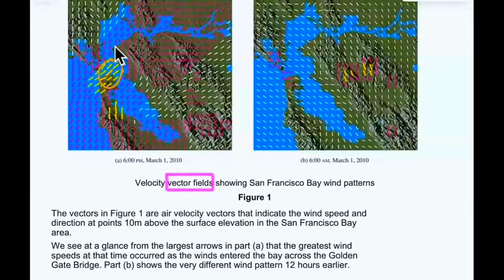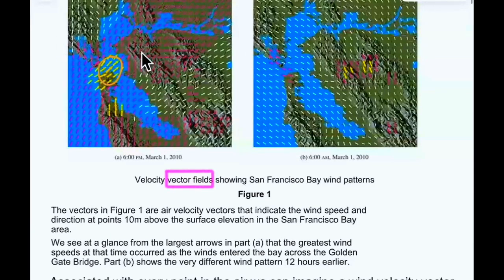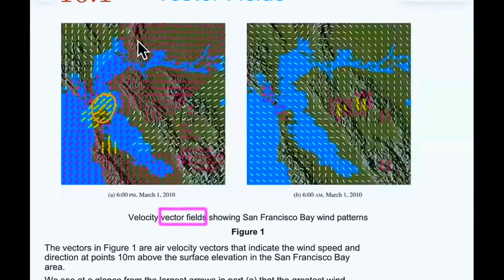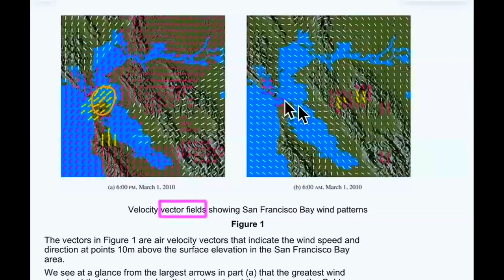Now we see that over here, the largest arrow is the one that I actually circled over here. This one indicates the greatest wind speed because this arrow is the longest among all of these, which is going to happen as the wind enters the bay across the Golden Gate Bridge. Now the second picture here is the wind patterns of this same area, but at a different time. This one is at 6 p.m. and this is at 6 a.m.